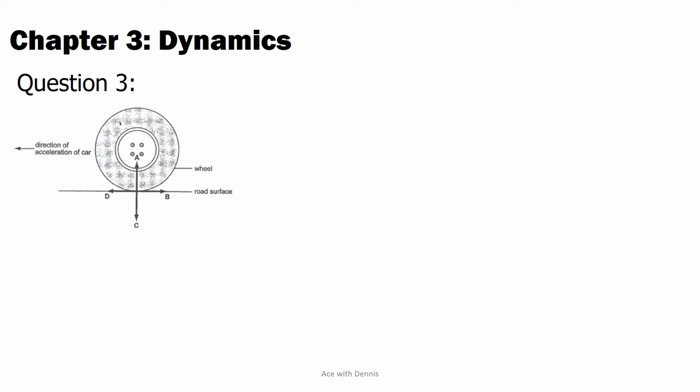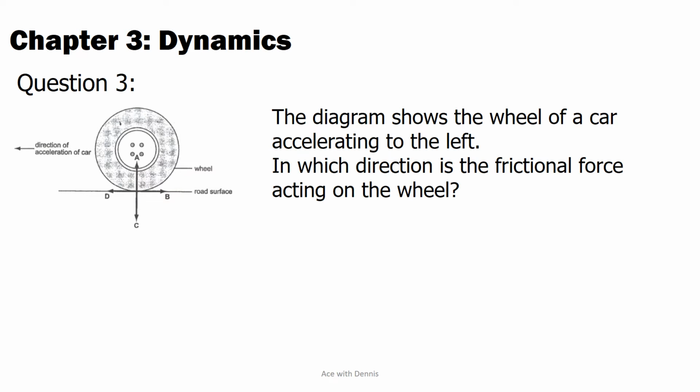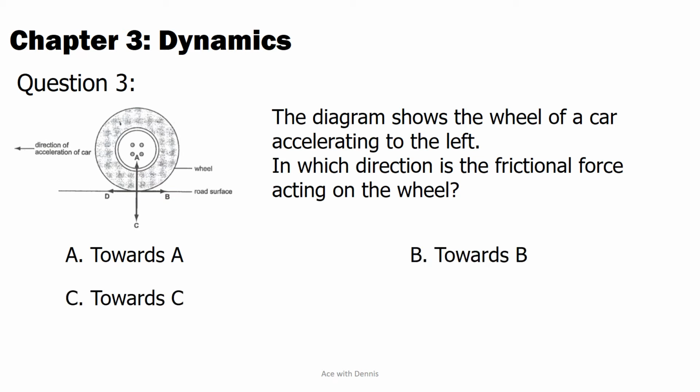Question 3. The diagram shows the wheel of a car accelerating to the left. In which direction is the frictional force acting on the wheel? A. Towards A. B. Towards B. C. Towards C. D. Towards D.